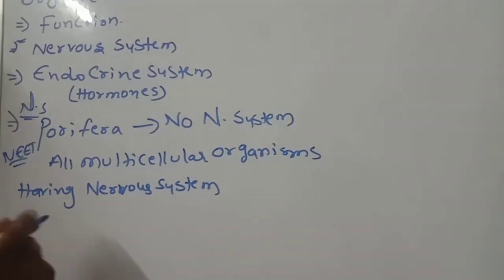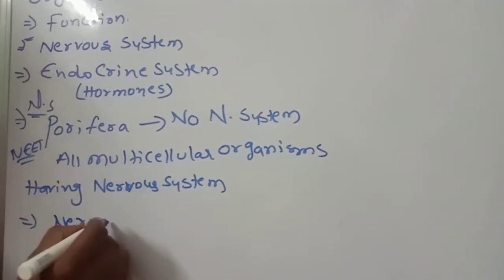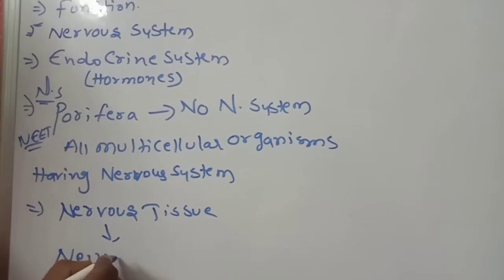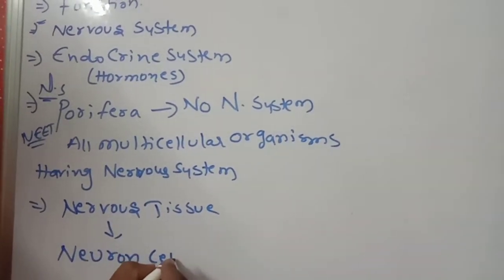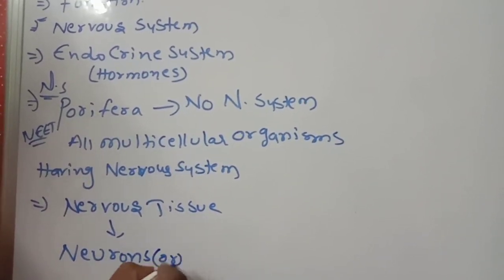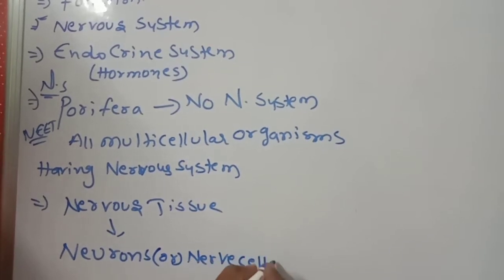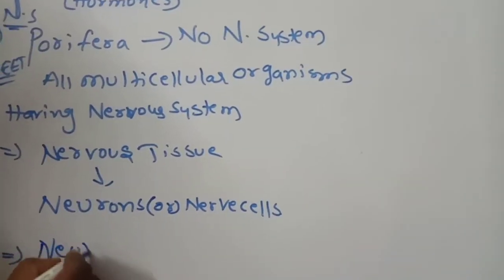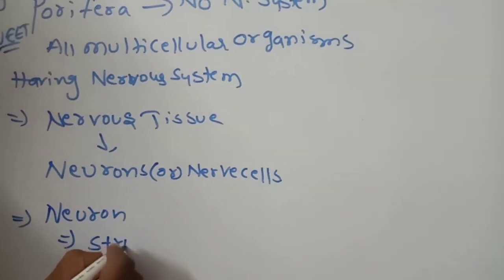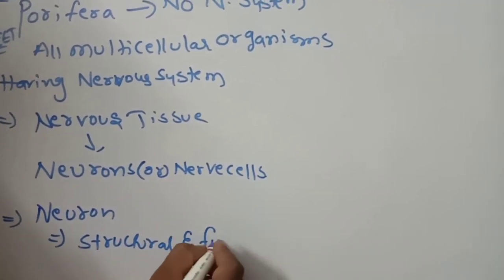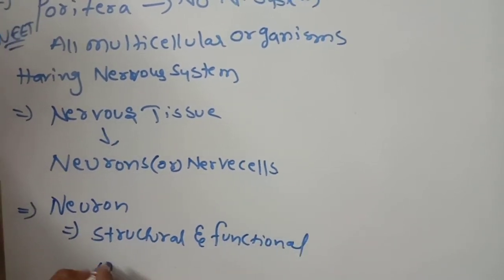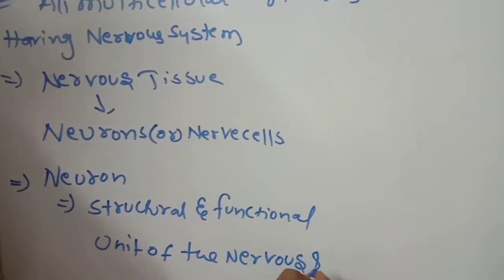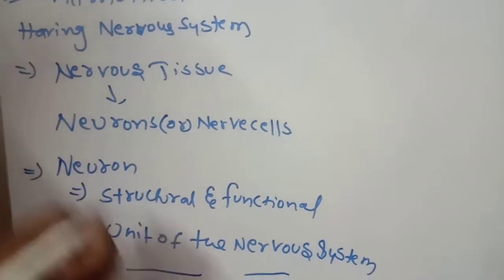This whole nervous system is made of nervous tissue. Nervous tissue is composed of, very important, neurons, which are nerve cells. So we are going to discuss the neuron. The neuron, or nerve cell, is the structural and functional unit of the nervous system. The structural and functional unit of the nervous system. This is a point you should remember.